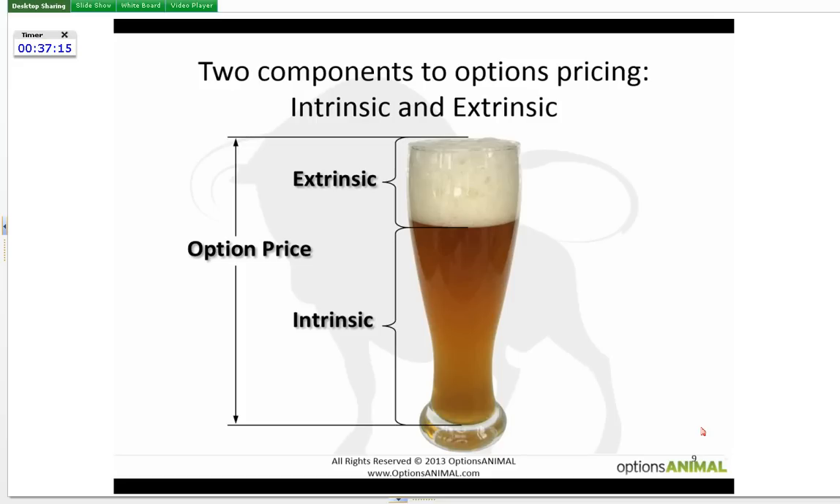Now, here's the reason why I like this analogy of beer. What would happen if I let that thing decay down a little bit, waited a while, got close to expiration, but then some clown came over and decided to stick a straw in my beer and blow bubbles in it? It would become frothy again, right? That can happen with options. You can have the extrinsic value get larger, and we do see that happen with options.